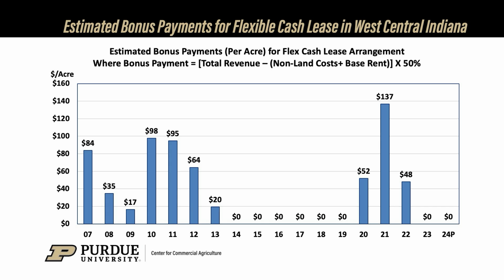From 2014 through 2019, there was no bonus payment. Then we had 20, 21, and 22. We had bonus payments with a very large one in 2021. And now in 23 and 24, we're back to zero bonus payments. So that just kind of illustrates how this has worked out over the last 17 or so years, right?